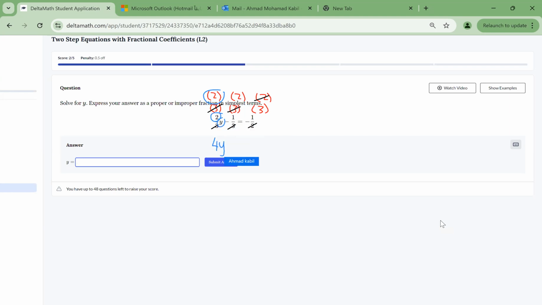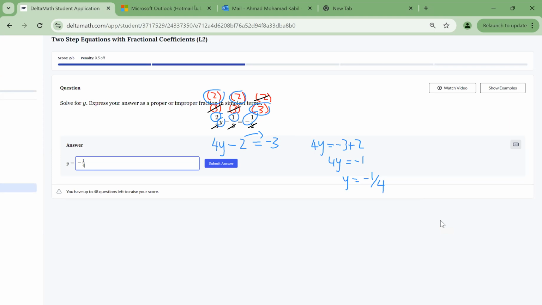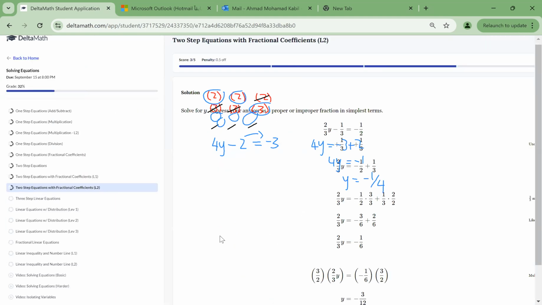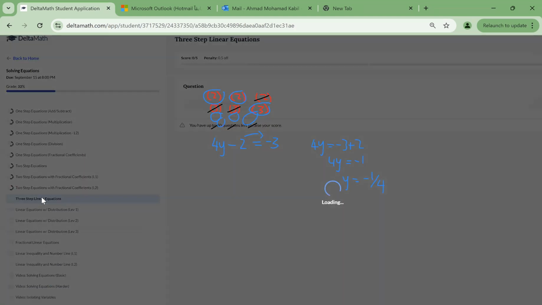So you have 4y minus, and here you have 1 and you have 2. So you have 1 times 2, which is 2. And then this is equal to 3 times negative 1, which is negative 3. So you take the 2 to the other side, you get 4y equals negative 3 plus 2. 4y equals negative 1. Therefore, y equals negative 1 over 4. And this will be our final answer. So negative 1 over 4 is our final answer. So let's move on to three-step linear equations.